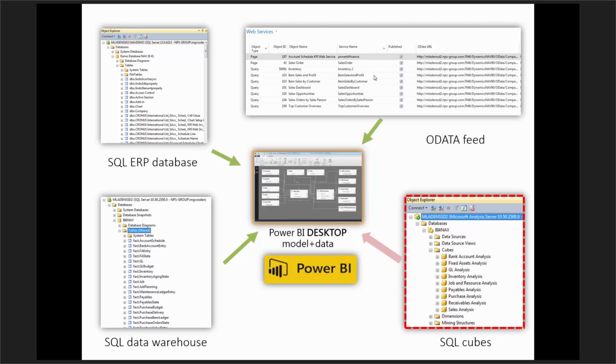So NAV, the latest versions of NAV, have web services that are giving, through an OData feed, queries or pages. And this is better because it's already at least somehow structured, but still has to go some way.